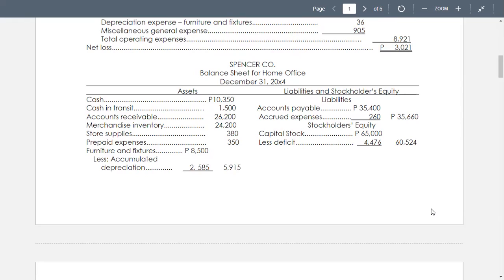So, the net income or loss of the branch, actually it's a loss. The net loss of the branch is 3,021 minus 1,750. Where did I get 1,750? You refer to the last closing entries of the branch.